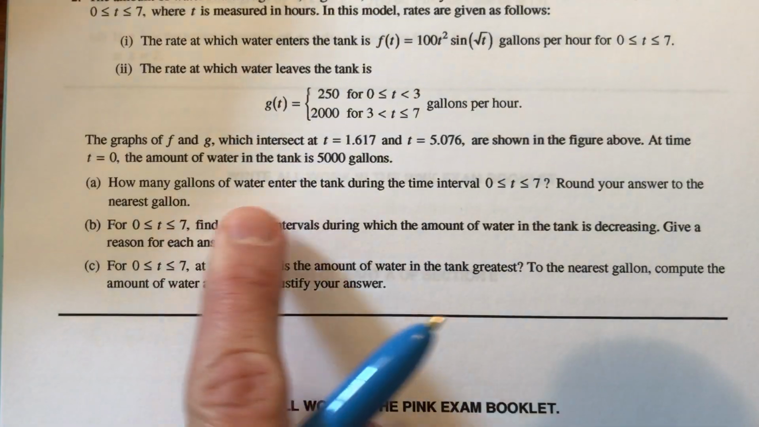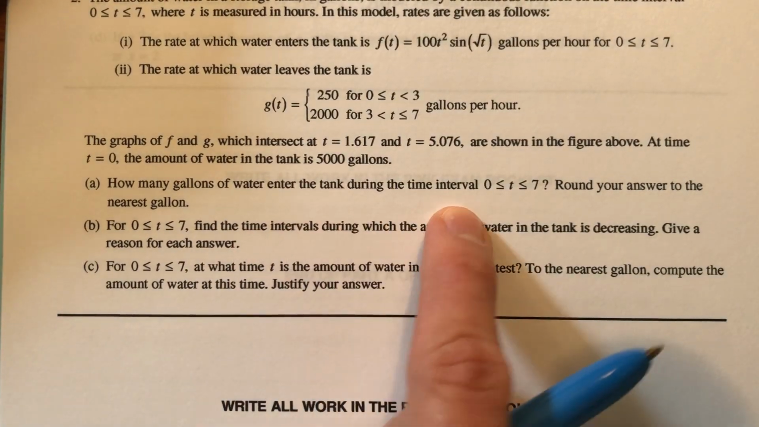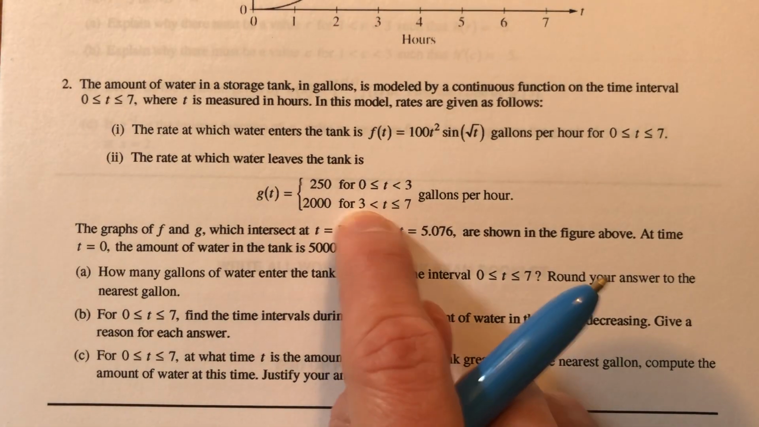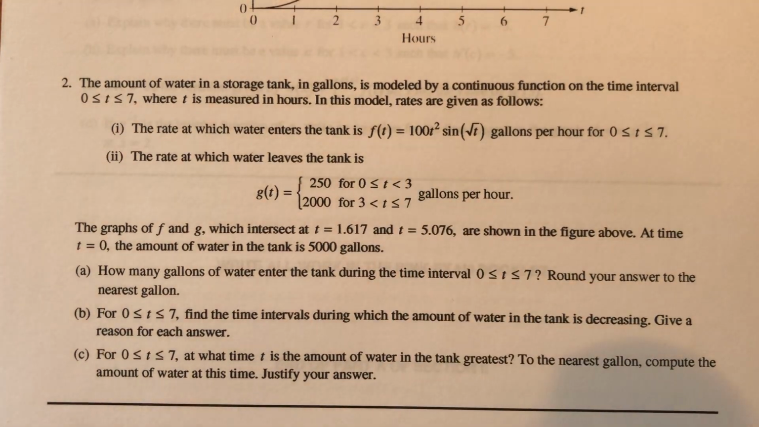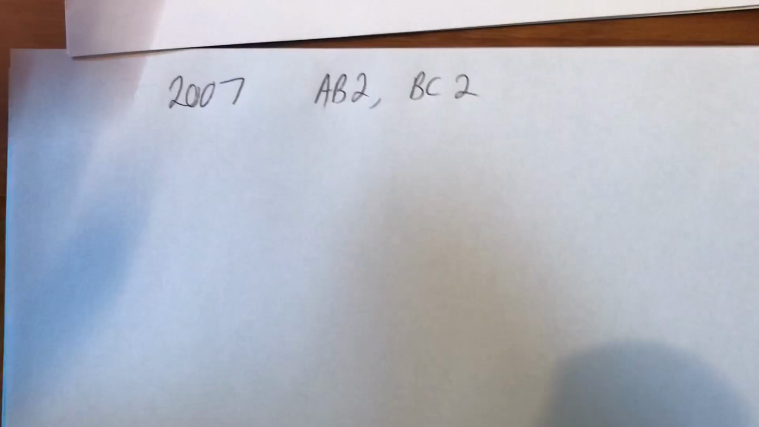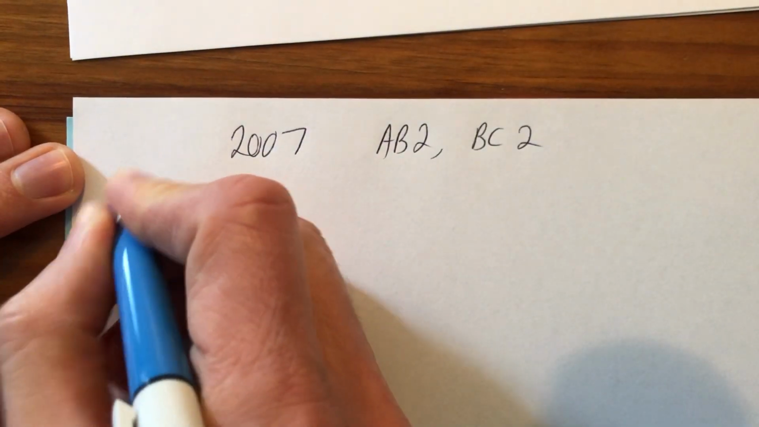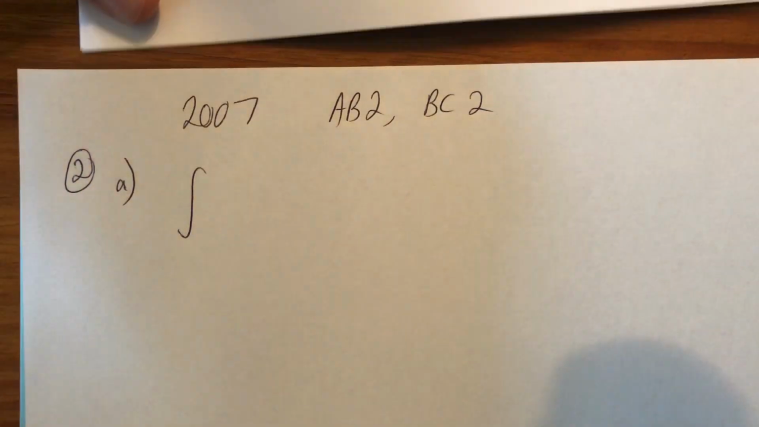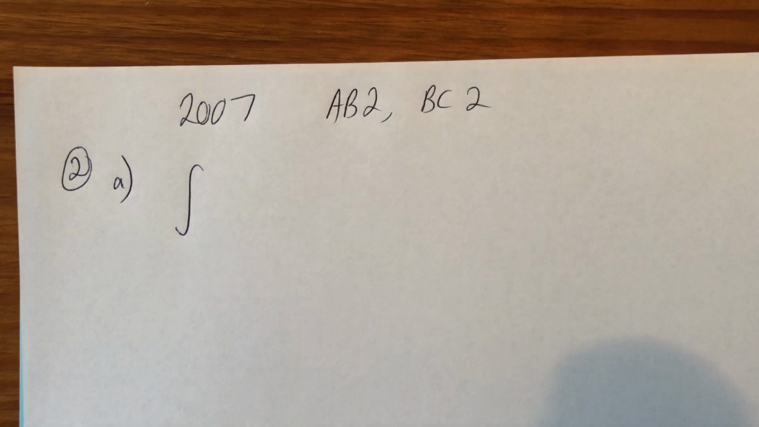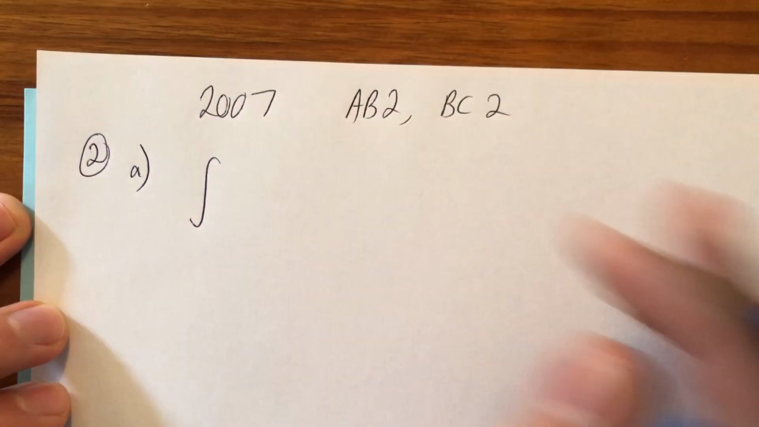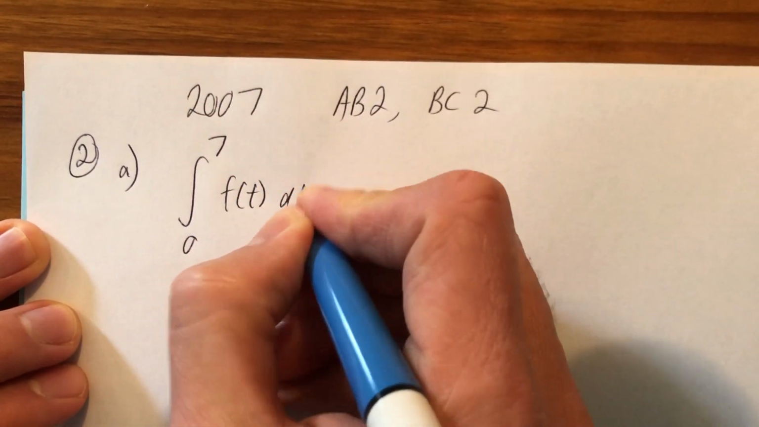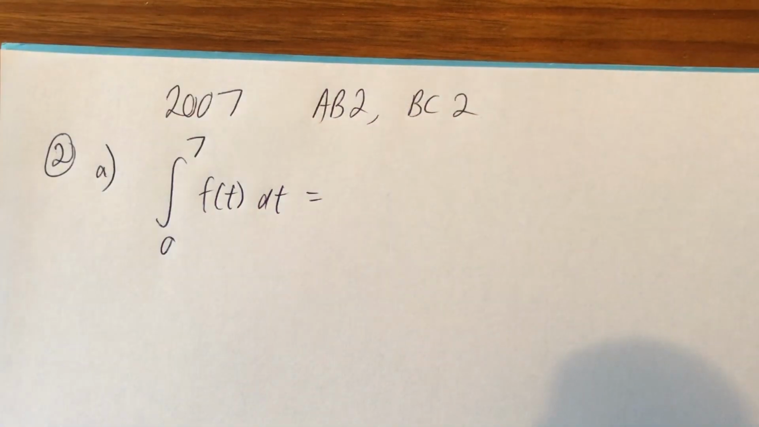Okay, so how many gallons of water enter the tank during the time interval from 0 to 7? Well, F is into and G is out of, so we're going to figure out how much flows in, not out. Round your answer to the nearest gallon, so no 3 decimal places on this part. So number 2, part A, here we go. If I want to know what flows in, then I just take the integral of my rate. So the integral of a rate gives me a quantity, and my quantity in this case is going to be gallons. So I'm going from 0 to 7 of F of t dt, and that's really all I'm going to do with that.